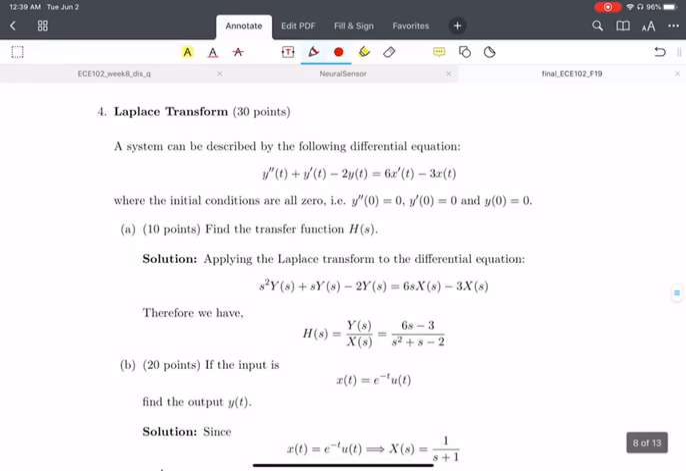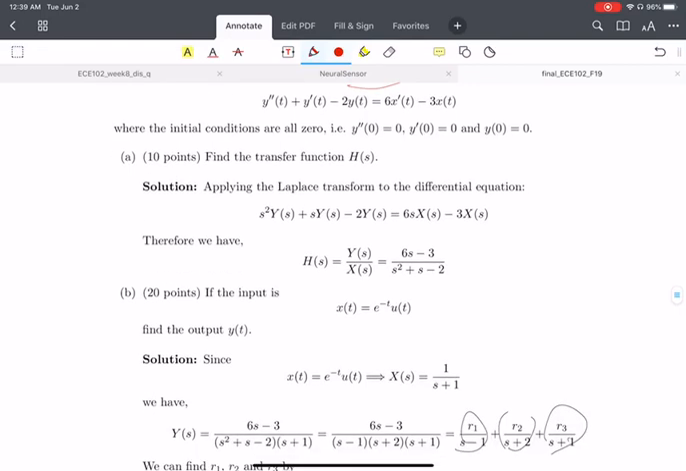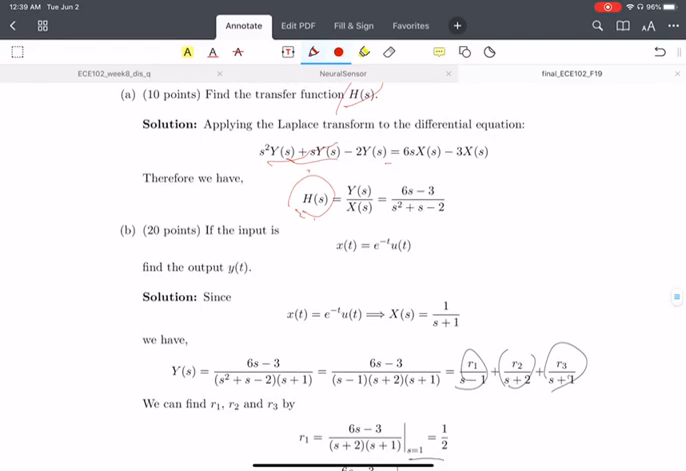Question 4 is about the Laplace transform. This is a very standard Laplace transform question. First step, we have differential equations. How can we determine H(s)? It's just to take the Laplace transformation of the differential equations, and we can express that in the Laplace domain, and we can get H(s). And question B asks, if we have the input, how can we determine the output?